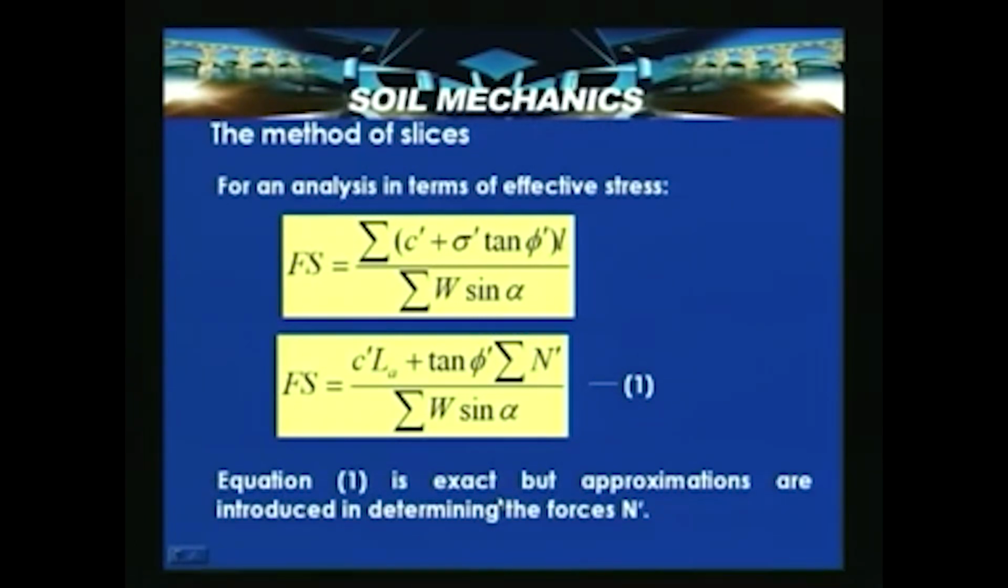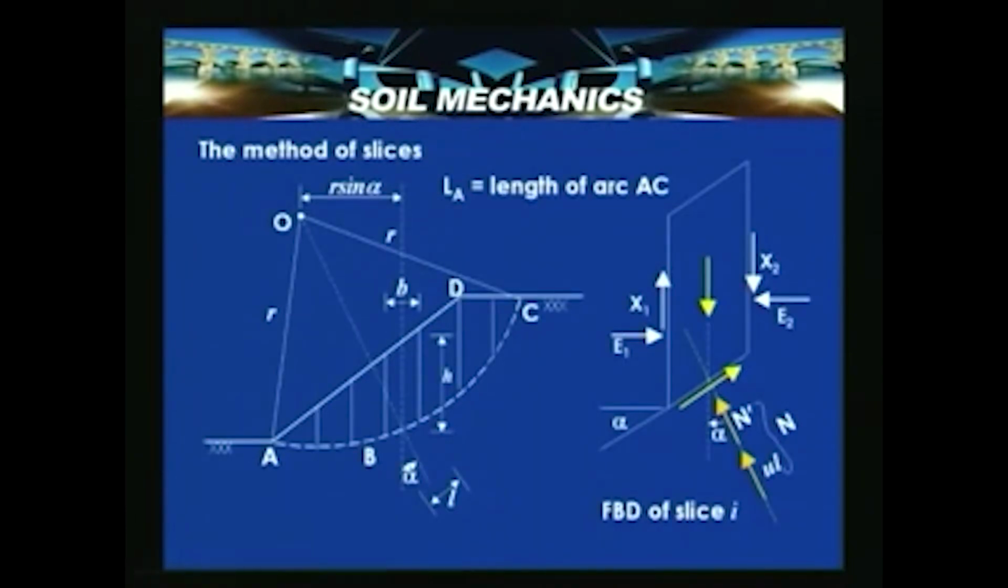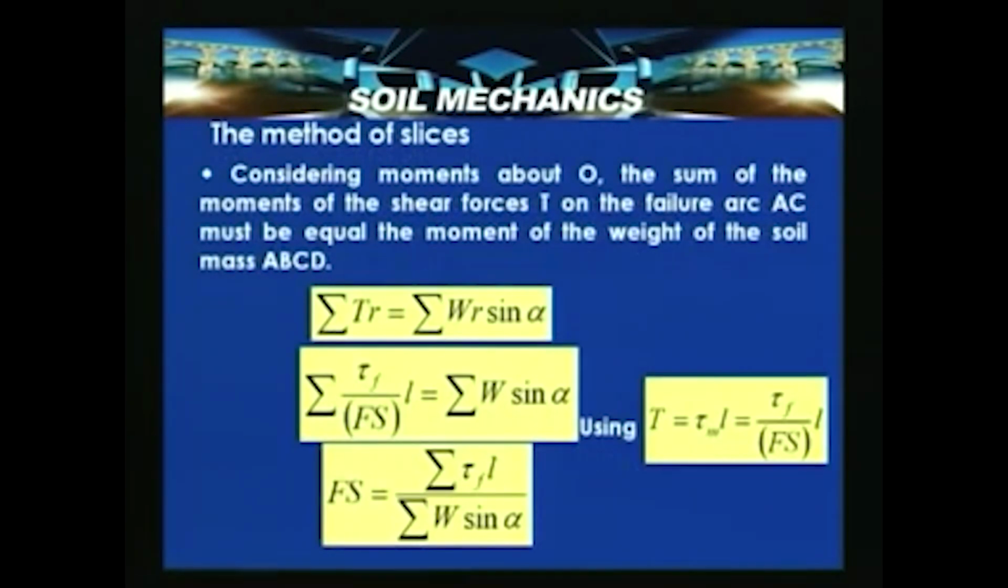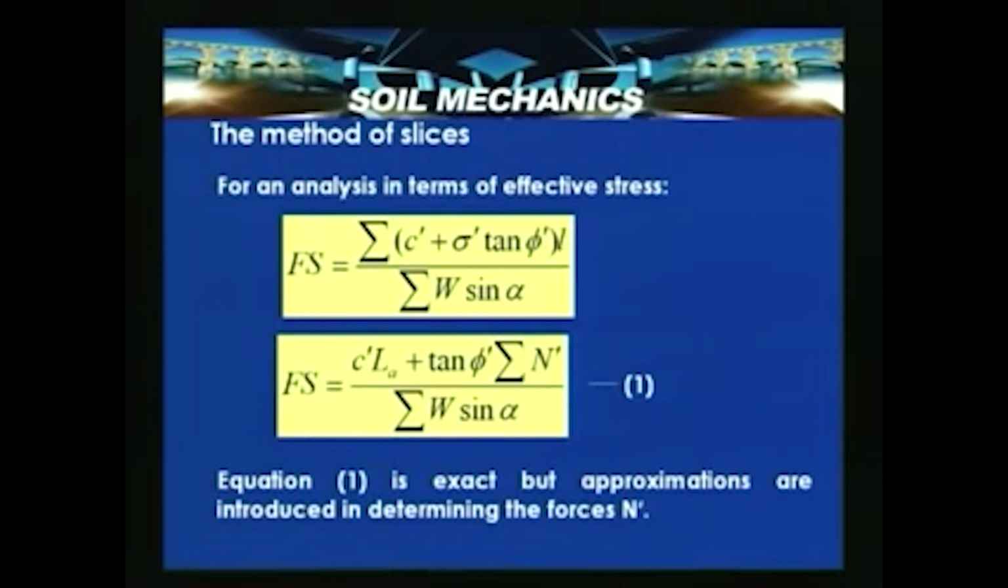So, what we did is that we considered dividing the entire slope portion, considering a trial failure surface, into slices of equal width vertically, and considering the equilibrium of a single slice, we took the moments about O. Based on that we derived this expression: factor of safety is equal to summation tau f into L divided by summation W sin alpha, and substituting tau f is equal to C dash plus sigma dash tan phi dash, we got factor of safety is equal to C dash LA plus tan phi dash summation N dash divided by summation W sin alpha.